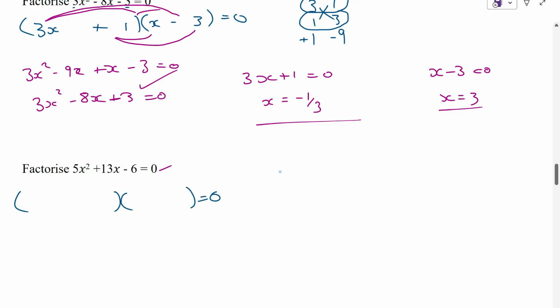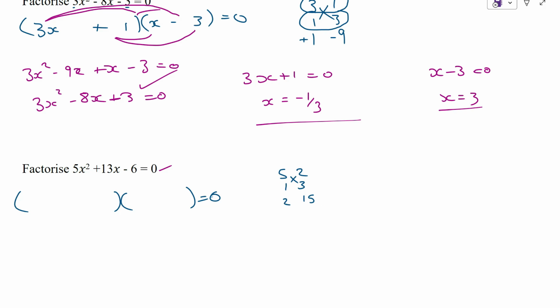Two numbers are multiplied to give us 5, 5 and 1. Two numbers are multiplied to give us 6. We can do 2 and 3. Cross multiply. And what you'll notice is when you do this, you will start to know in your head if we add or subtract these numbers, if we're going to get this middle number here. Okay, so sometimes you need to switch up the positionings.